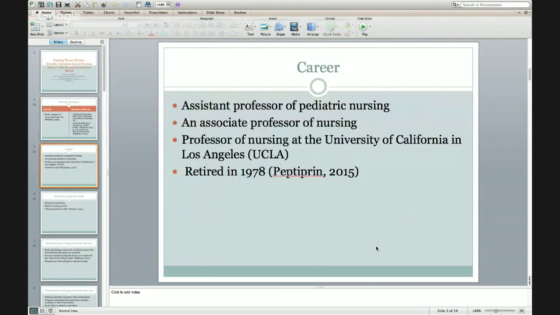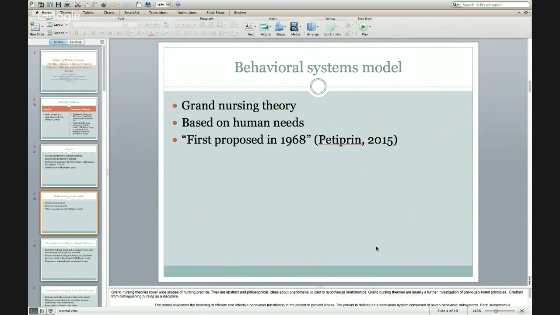In her career, she was an assistant professor of pediatric nursing, an associate professor of nursing, and a professor of nursing at University of California, Los Angeles, UCLA. She retired in 1978. The behavioral systems model is a grand nursing theory, and it's based on human needs. It was first proposed in 1968.